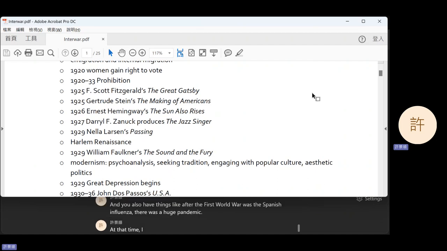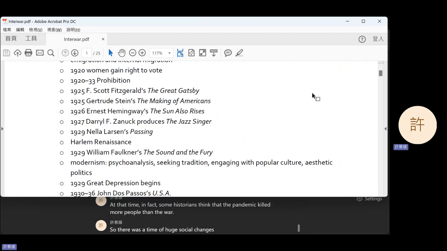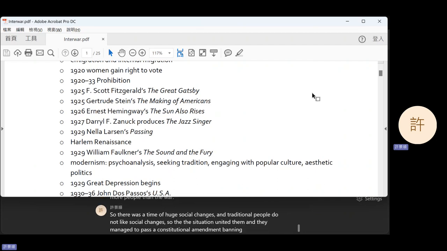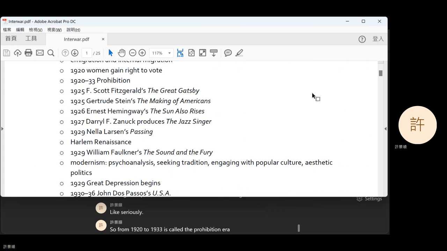In fact, some historians think that the pandemic killed more people than the war. So there was a time of huge social changes, and traditional people do not like social changes. So the situation united them, and they managed to pass a constitutional amendment banning alcohol. Like, seriously. So from 1920 to 1933 is called the Prohibition Era because alcohol is prohibited.